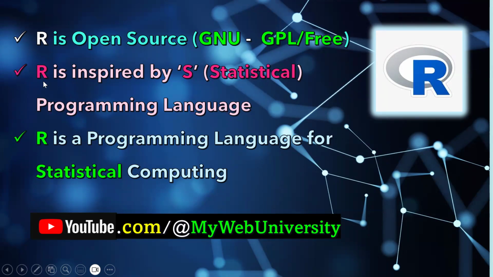R is actually named after its two pioneers, Ross and Robert, who built R. They came up with the name R, which was a successor to the S language as well. R is a programming language for statistical computing. It supports all kinds of statistics and probability data analysis that you can do with R. And I'm going to provide this one at my YouTube channel.